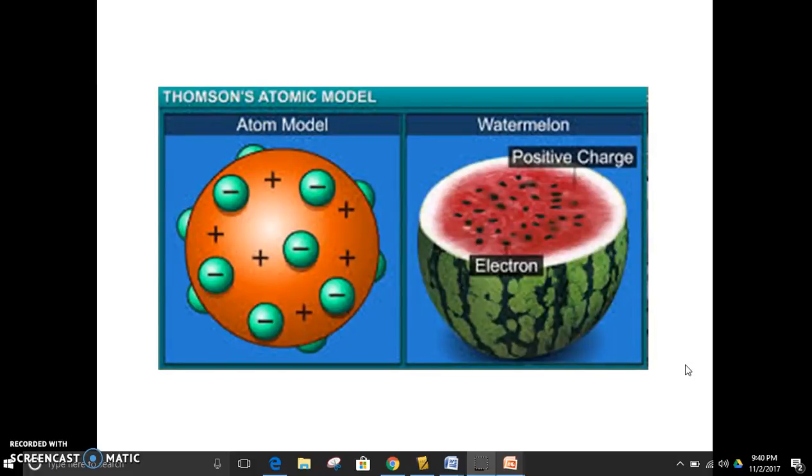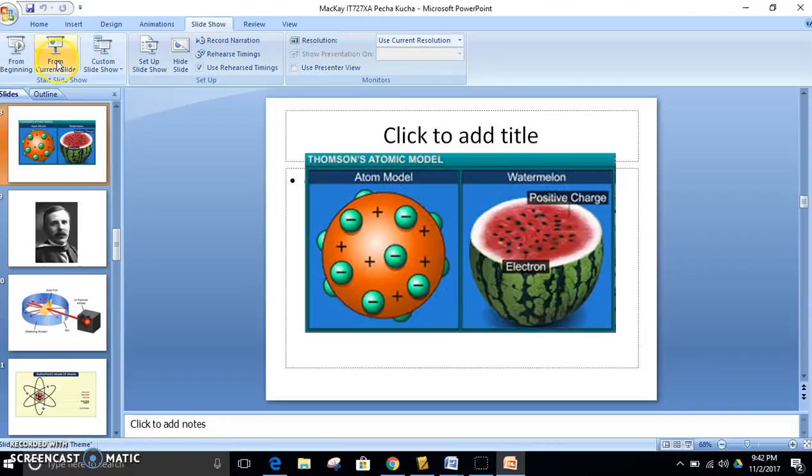This next slide shows Thomson's model of the atom. It's called the plum pudding model because the positively charged parts are like the pudding, and then the raisins are like little electrons in the plum pudding. You can also see it as the watermelon model. We've got electrons here, and we've got the watermelon flesh as the positive part.